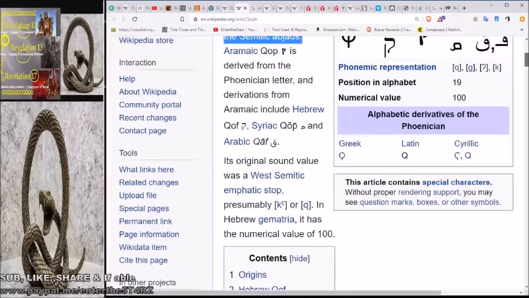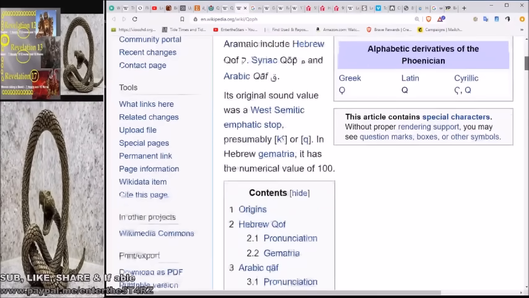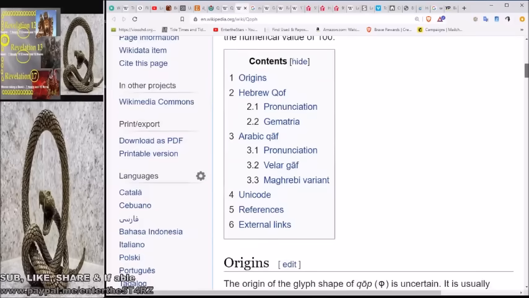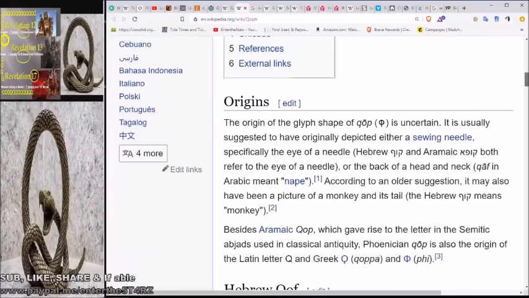And it was based on the eye of the needle. Here it is right here. The origin of the glyph shape of cough is uncertain. It is usually suggested to have originally depicted either a sewing needle, specifically the eye of the needle, or the back of a head and neck, or the nape of the neck. And they talk about the monkey tail as well.